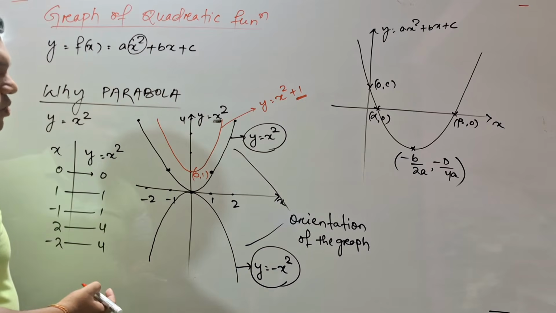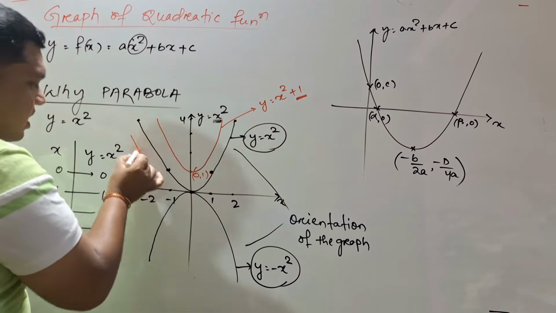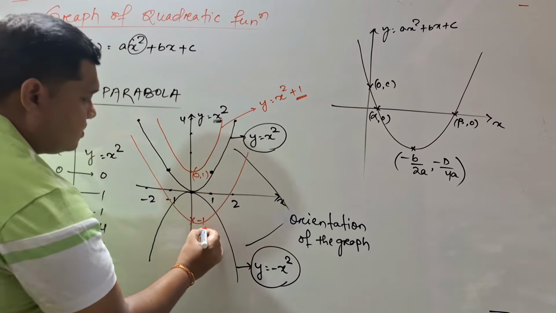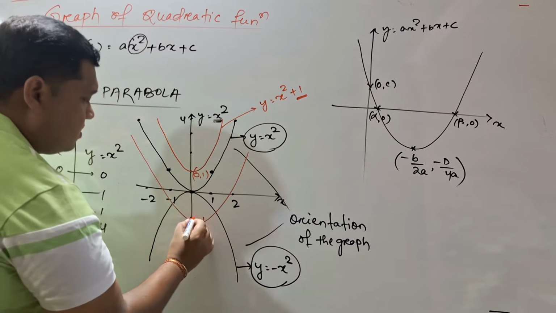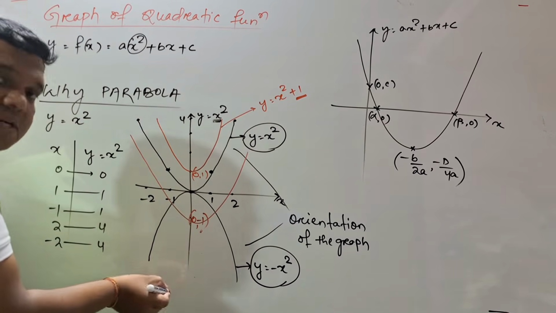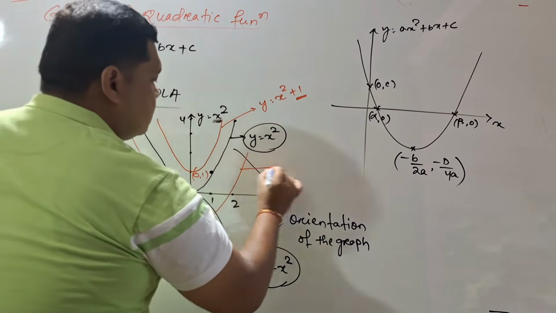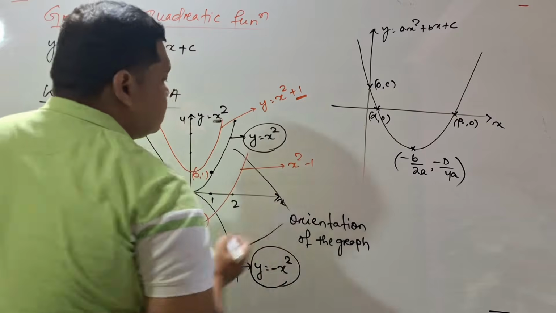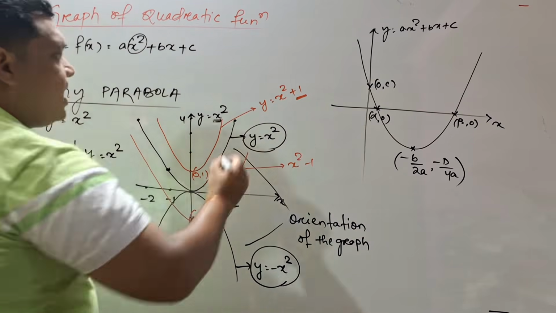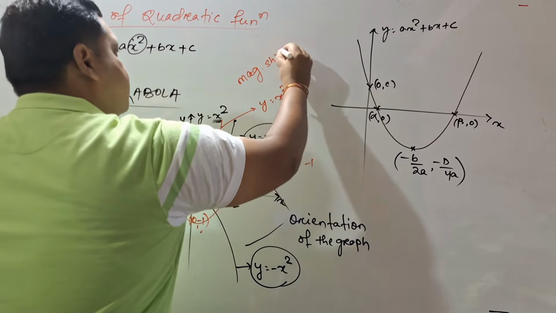Similarly, if I am going to draw y equal to x square minus 1, this is the graph. This is minus 1, this is 0 comma minus 1. It is shifted 1 unit down. So this is called magnitude shifting. This curve is x square minus 1, and this is x square plus 1, x square minus 1. This is called magnitude shifting.